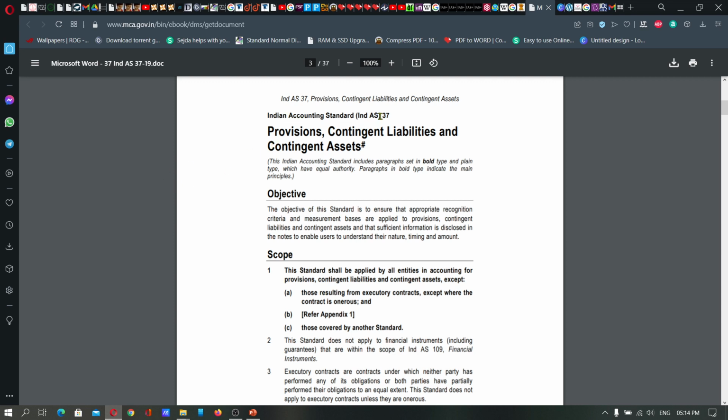And Ind AS 37 deals with how the provisions, contingent liabilities and contingent assets are dealt with by a concern while presenting their financial statements.